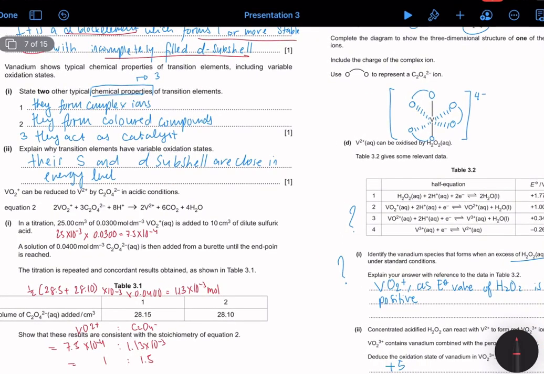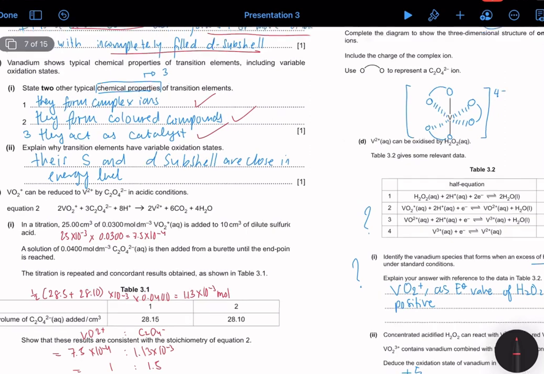Alright, question B. Vanadium shows typical chemical properties of transition elements, including variable oxidation states. There are usually 4 if we add variable oxidation states, but if we remove that one, we have 3. So first, they can form complex ions, they can form coloured compounds, and they can also act as a catalyst. So question II. Explain why the transition elements have variable oxidation states. Again, this is because their s and d subshells are very close in energy level. They tend to overlap because they're so close.